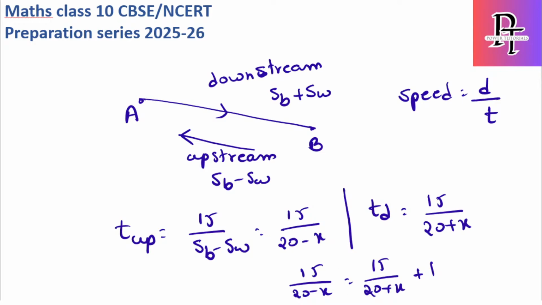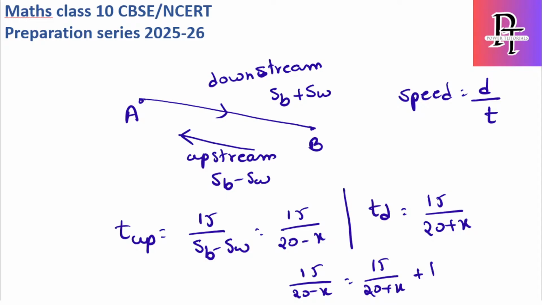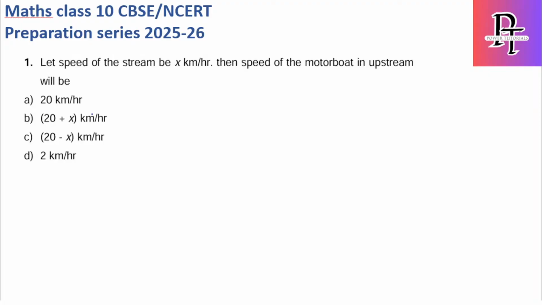Okay, so let's stop here and see what they are asking in the first part. If the speed of the stream is x, what is the speed of the motorboat in upstream? This we already know. For upstream I told you the speed will be less, speed of boat minus speed of water. So here it will be 20 minus x.